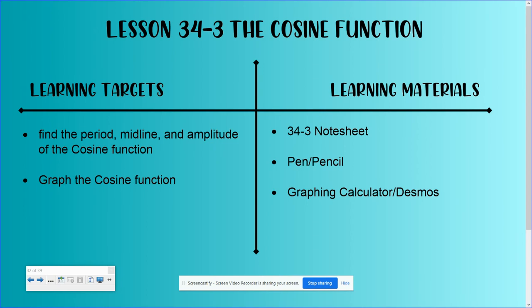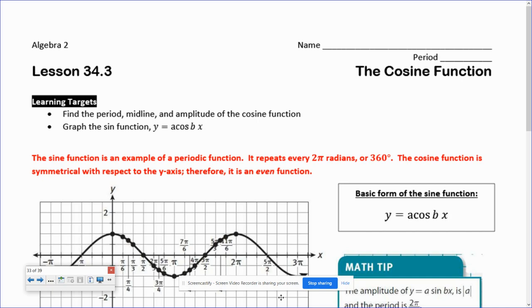Lesson 34.3 is going to talk about the cosine function. So we're going to find our key parts, period, midline, and amplitude of the cosine function, and then graph it. So make sure you have the note sheet that goes along with this, something to write with, and either a calculator or Desmos to help you out.